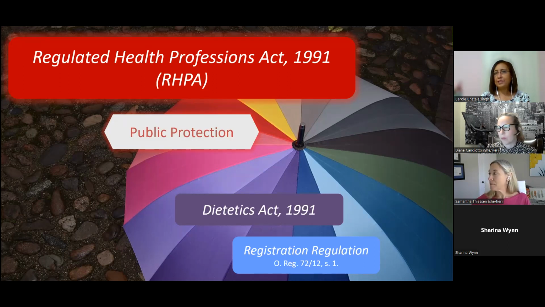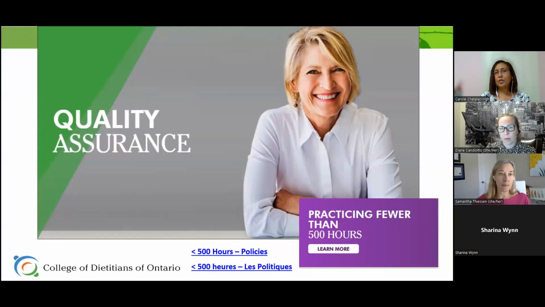The QA program aims to foster and support all dietitians' continuing competence and quality improvement through education and assessment. Dietitians can feel confident that the quality assurance program is not punitive. Members who declare fewer than 500 hours in the past 3 years are, as I mentioned, referred to the Quality Assurance Committee to determine their competence. Again, we have more policies under our QA program. We have our practicing fewer than 500 hours, as well as other quality assurance policies that you're welcome to look at. And they're available both in English and French.